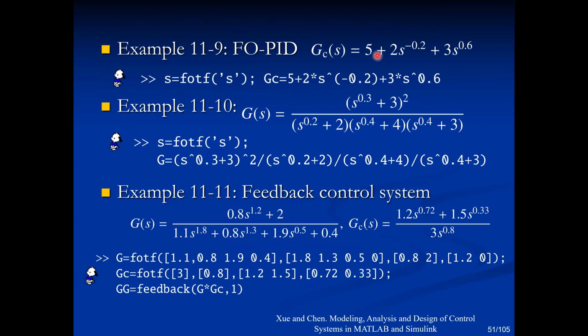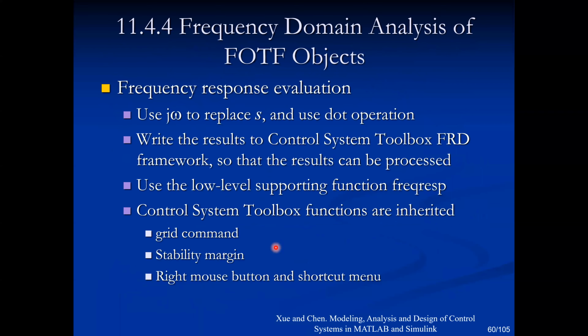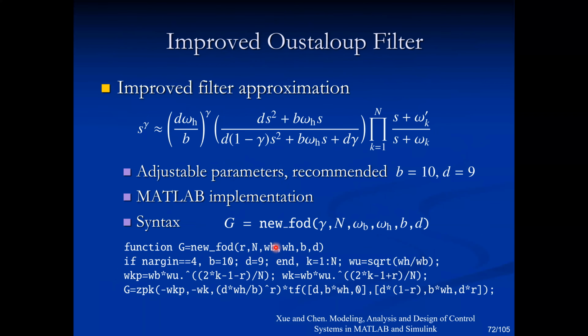So this is like a controller. You have a P, you have an I, you have a D fractional order. So you can just write GC as a controller transfer function like this. Then you have G of S as a system like this. So you can cascade these together and do feedback control. So just do feedback. So straightforward. Then you can do all the analysis like stability, norm, frequency domain, time domain, step response, and all the stuff can be done. So I'm going to go very quickly.